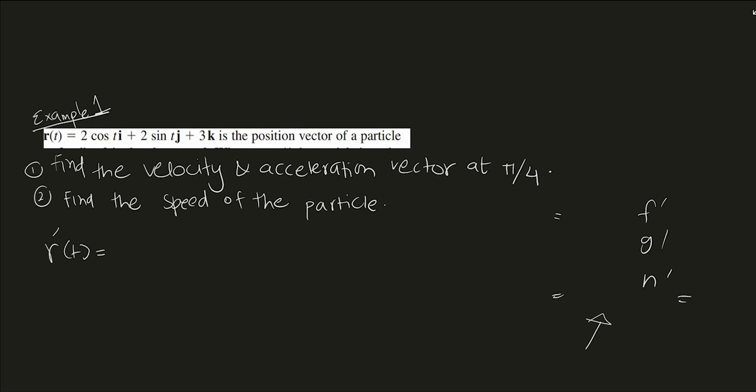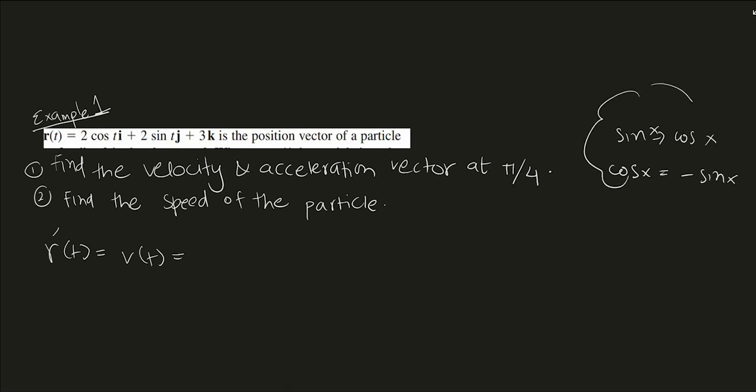Okay, so now let's get back to this problem. Let's find the derivative of this, which is actually the velocity function. What's the derivative of 2 cos t? You have to remember what's the derivative of sine x? It's cos x. And what's the derivative of cos x? It's negative sine x. Just remember that, and it's gonna be really easy for you guys.